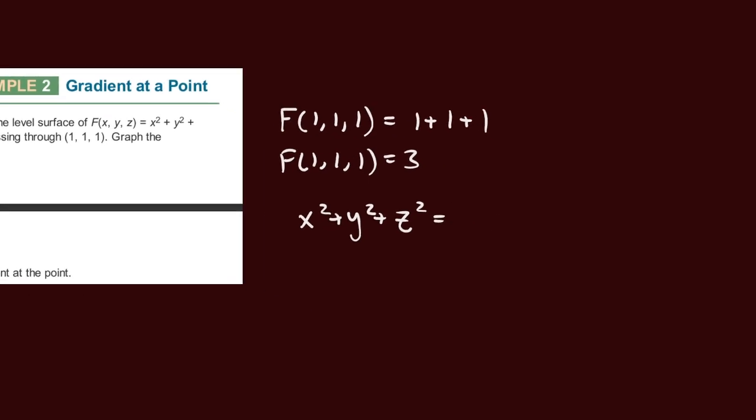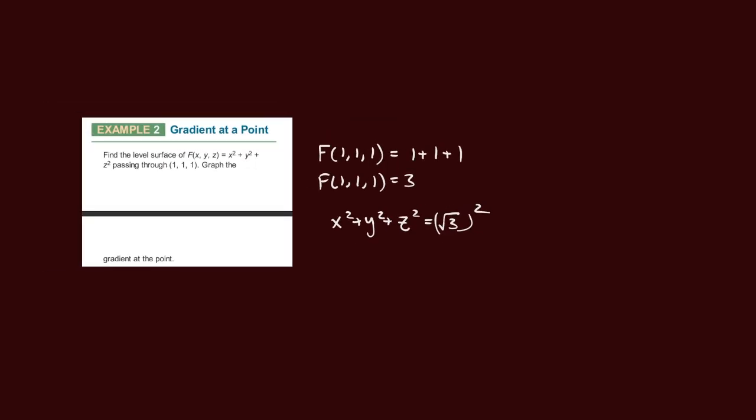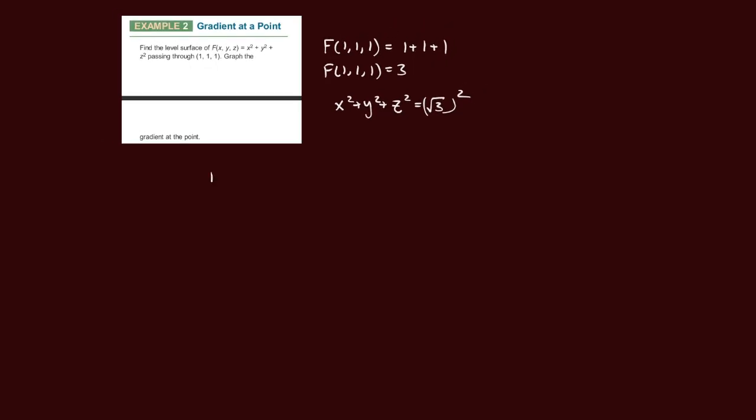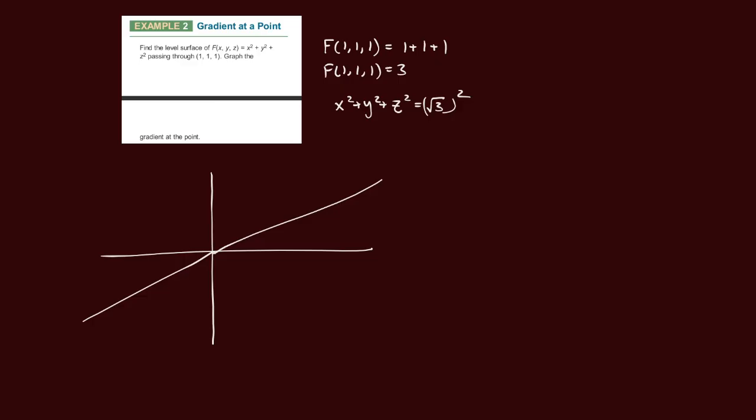Okay, so the radius is just going to be the square root of 3. So we will have to graph this out. So this is a sphere. This is the equation for a sphere. So this will be the x plane, this will be the y plane, and this will be the z plane. So let's call this the square root of 3.